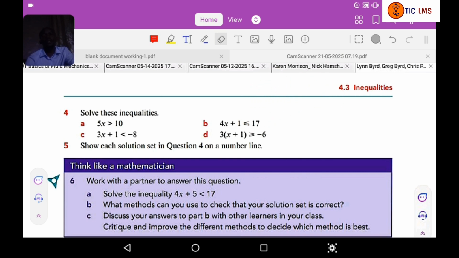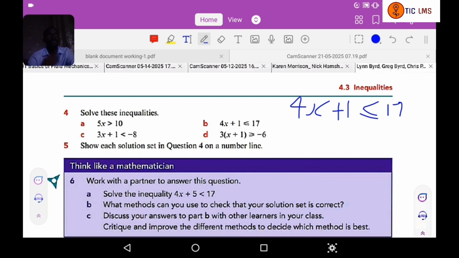Now for B, we have 4x plus 1 less than or equal to 17. Now, the first step for us to do is to collect the like terms. The like terms here we have 1 and 17. They're like terms because they do not carry x. Okay, 4x has an x with it, so it is an unlike term with the other two numbers. Now we're going to bring the plus 1 together with the 17.